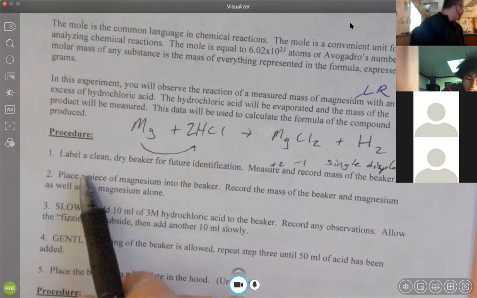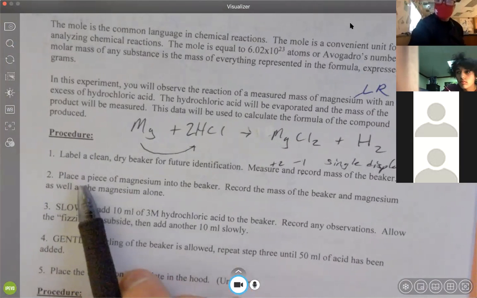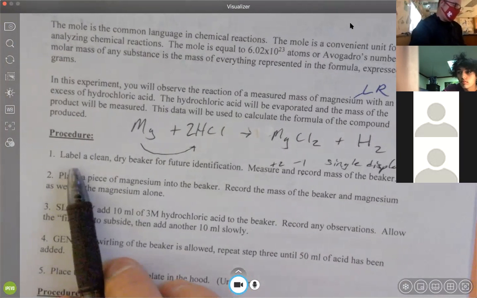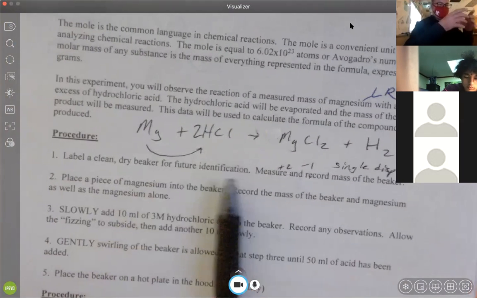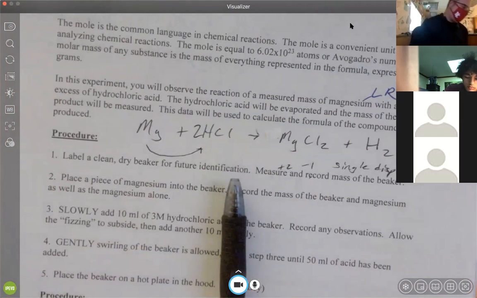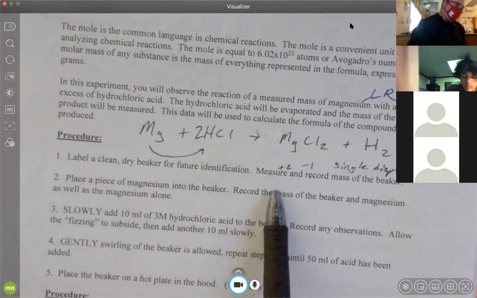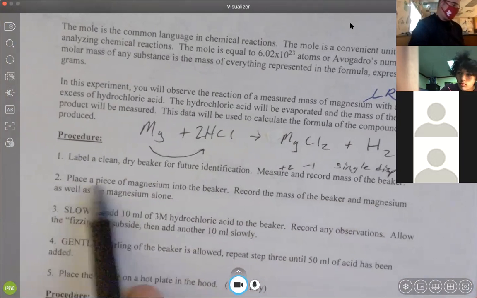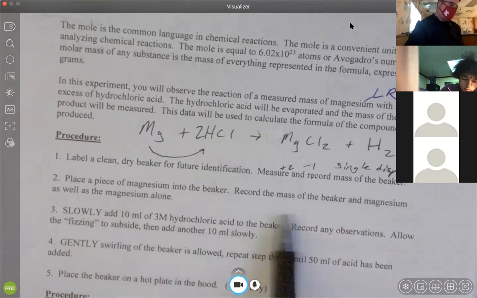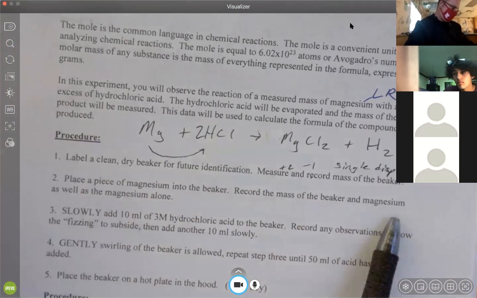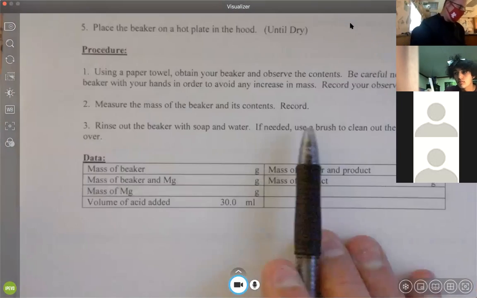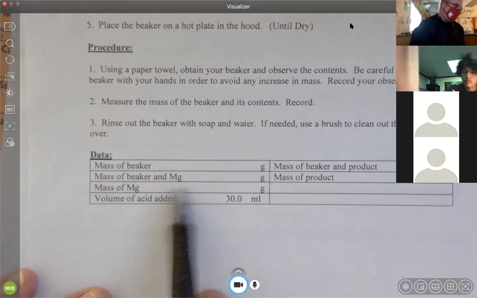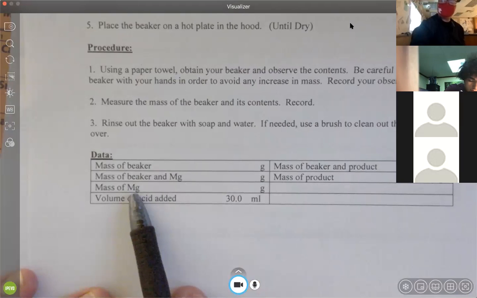So those of you coming to class tomorrow will be performing this laboratory and then other people can watch you. So you'll need to know a beaker. A beaker is basically like a cup, if you've never seen one before. You need to measure the mass of the beaker. So we'll be using the scale tomorrow as well. You're going to put a piece of magnesium into the beaker and record the mass of the beaker and the magnesium. What that will do is if you have the mass of the empty beaker and you have the mass of the beaker and the magnesium, you can subtract those and find the mass of the magnesium.